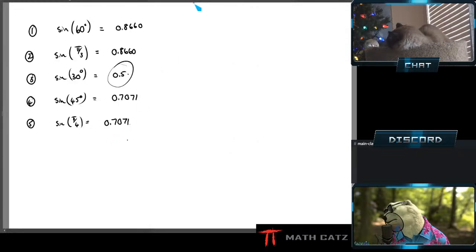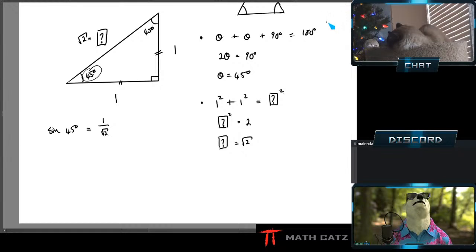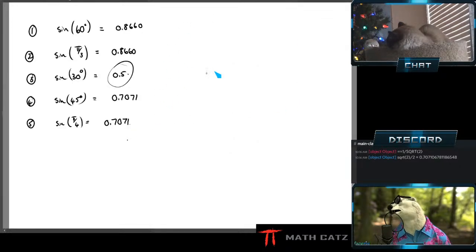Did we actually do that? Here, 0.7071. Let's see if we get 0.7071. 1 divided by square root of 2, 0.7071. Exactly the same as what the calculator looked up.